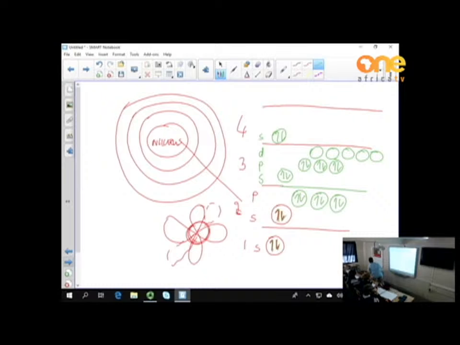Let's take selenium. It's got 34 electrons. 2, 4, 6, 8, 10. Are you with me? 10, 11, 12, 13, 14, 15, 16, 17, 18, 19, 20, 21, 22, 23, 24, 25, 26, 27, 28, 29, 30, 31, 32, 33, 34. No, it drops back to the D. It just does because it's got to do with the energies.